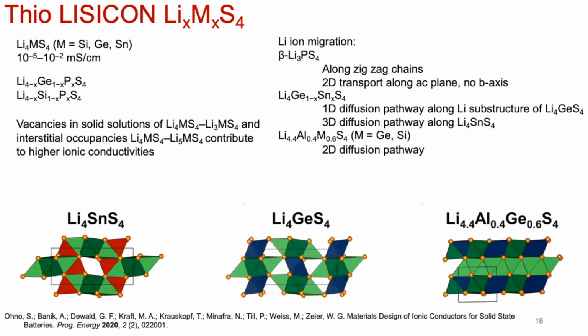I have listed here other compounds that you may see in the literature in your perusing of solid electrolytes, and the different classes of the different compounds like lithium germanium sulfide, lithium tin sulfide, and also solid solutions of these will increase ion conductivity the same way. You make a solid solution, and the compounds that are in the middle, with the compositions that are in the middle of the two end members, will have a higher ion conductivity.